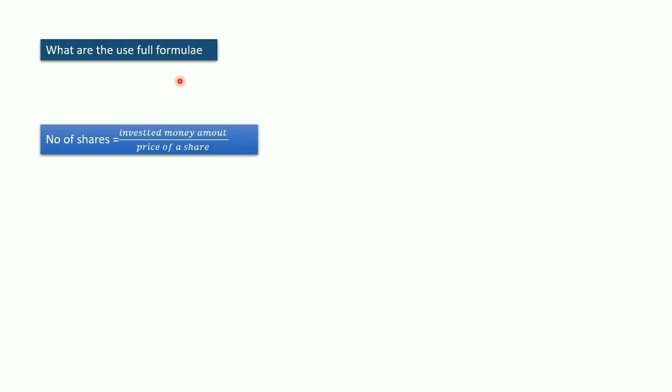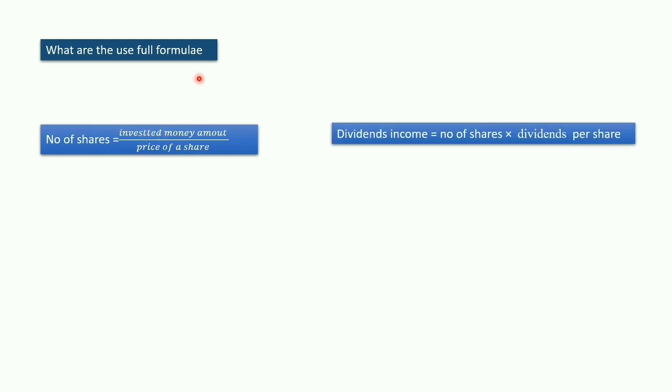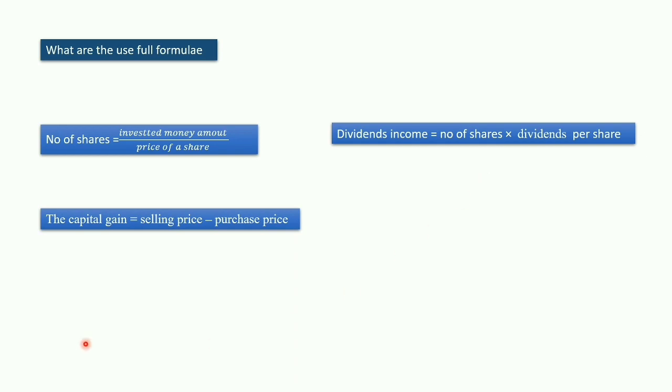This is a very basic formula, which comes under grade 7 and 8. If you know two things here, then by substitution you can find the other part. Similarly, another formula: if you want to find the dividend income, how do you find it? The number of shares multiplied by dividends per share. The next one is the capital gain per share. This equation is given per share: selling price minus purchase price.